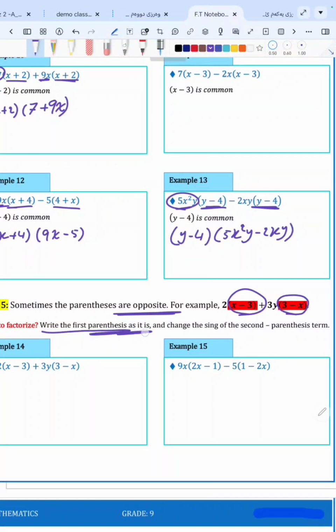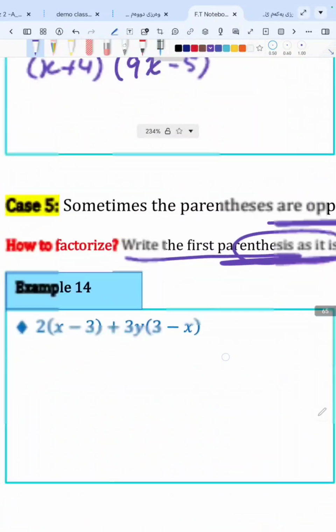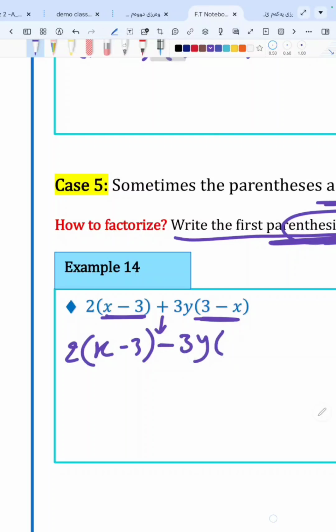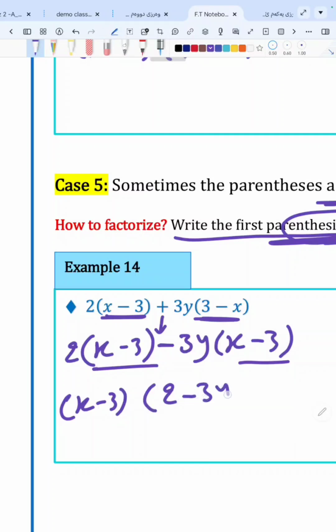Write the first parenthesis as it is and change the sign of the second parenthesis. For example, here you have x minus 3. Here you have 3 minus x. So we will write the first term as it is, x minus 3. Change this one. If it's positive, change it to negative. If it's negative, change it to positive. So it's positive. We're going to change it to negative 3y. Then flip inside the parenthesis. x minus 3. Now you have the same parenthesis or no? Yes, which is equal to x minus 3. What's left here? 2 minus 3y.